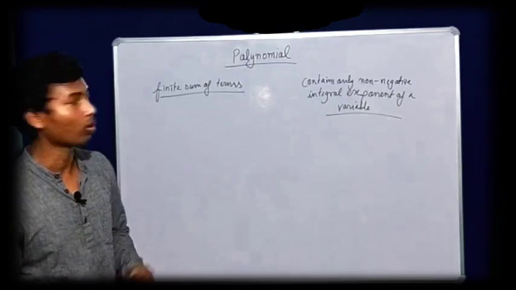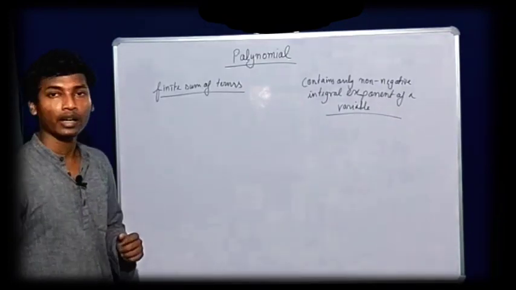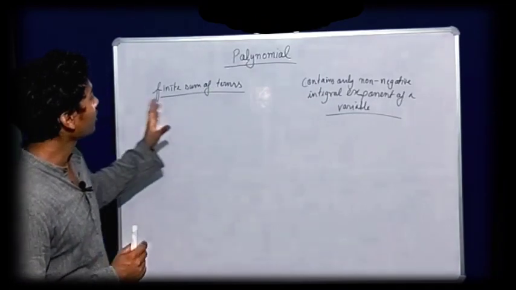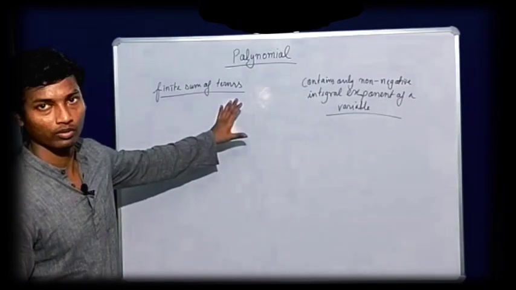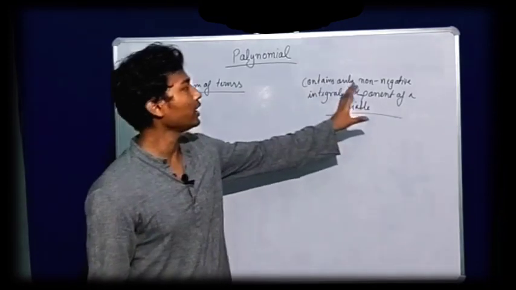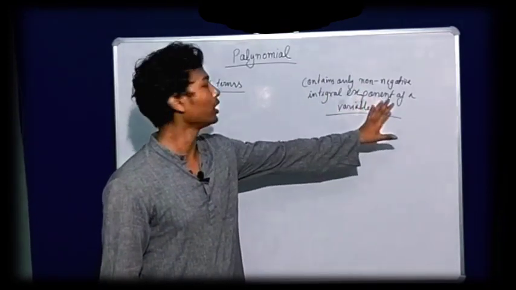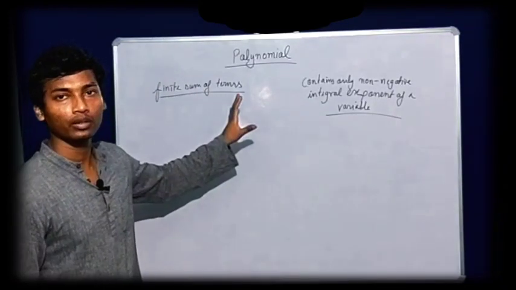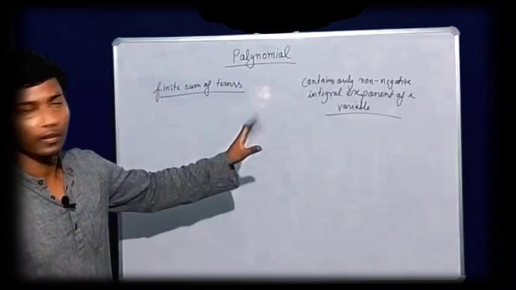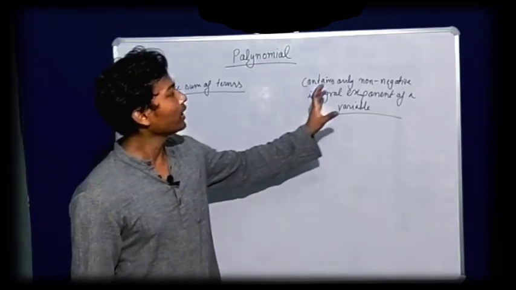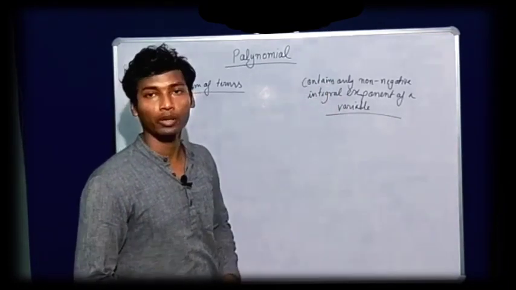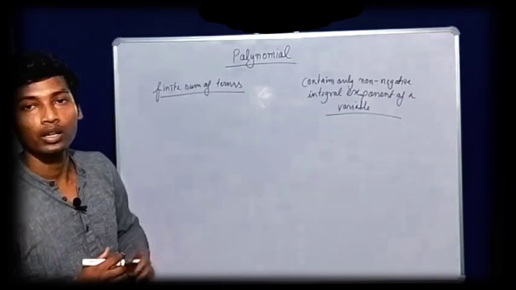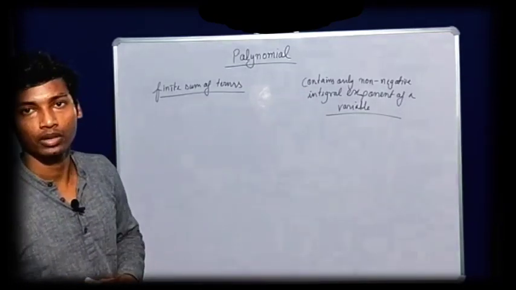Polynomial. Now what is a polynomial? An algebraic expression can be termed as a polynomial if it has a finite sum of terms and contains only non-negative integral exponents of a variable. Now finite sum of terms means a countable number of terms, okay, and only non-negative integral exponent of a variable means the exponential part or the index cannot have a negative integer, right?